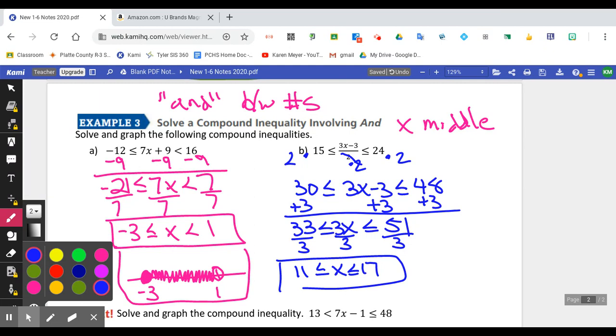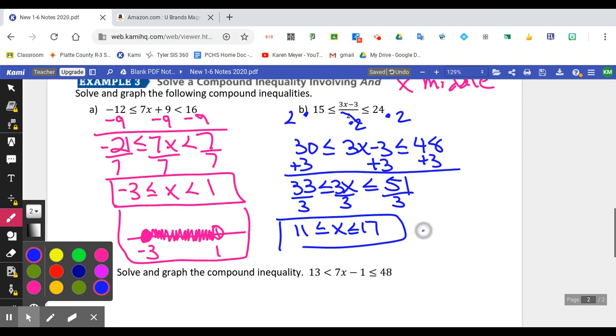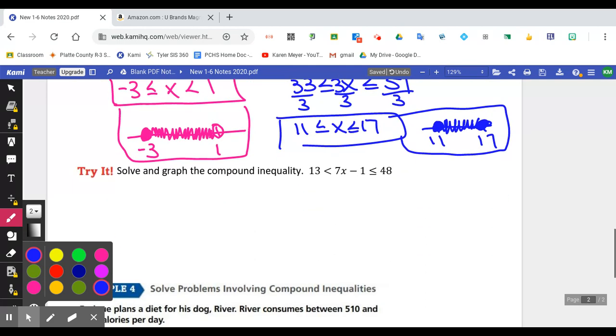On my number line, I have 11, I have 17. Both of them have "or equals to", so make sure they're both filled in circles. And x is in the middle, so make sure you're shading all the numbers in the middle. Okay, pause the video and you give the next one a whirl.